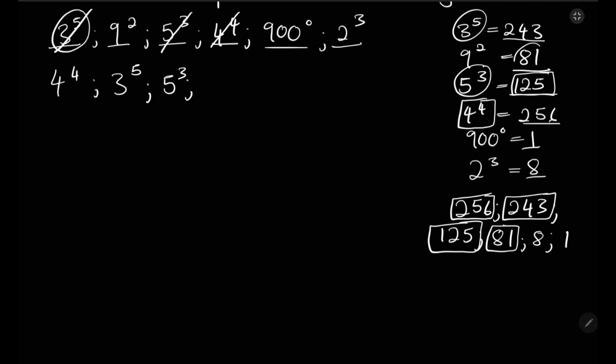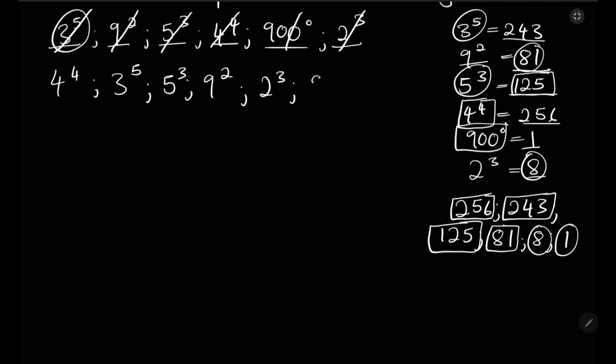Where's 81? That's 81. It's 9 to the power 2. So let's write 9 to the power 2. Then 8. There's 8. It's 2 to the power 3. And we're left with 1. 1 is 900 to the power 0. So we cancel that 1.